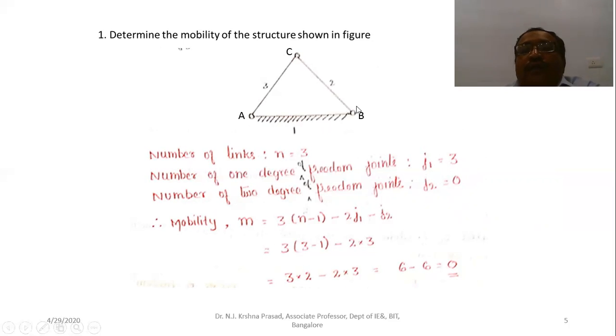And the number of 2 degree of freedom joints is 0. So the mobility is solved by using Grubler's mobility equation for a planar mechanism. It is 3 into n minus 1 minus 2j1 minus j2. If you substitute these values, you'll get 0.